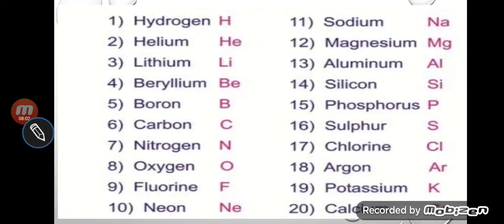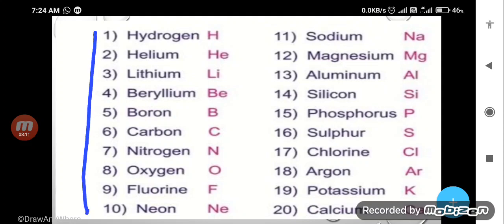Now here I have given you some elements from 1 to 20. Their atomic numbers are given here, 1 to 10 and 11 to 20. Just learn that in the sequence. And what are their symbols? You can see that hydrogen stands for H and helium stands for He.